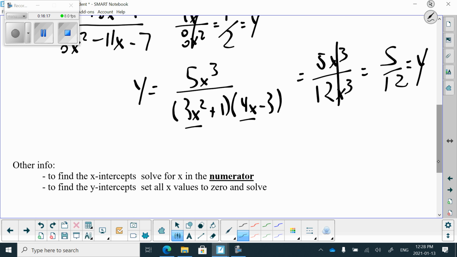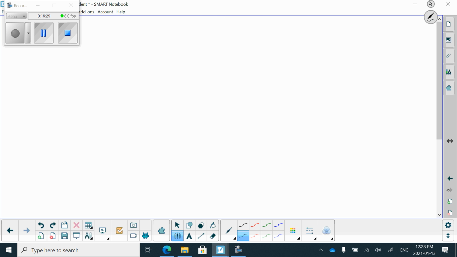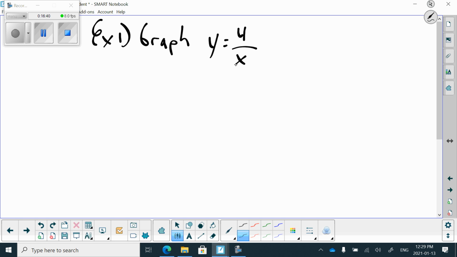And some other information: to find the x-intercepts, we solve for x in the numerator, and to find y-intercepts, we set x values to 0 and solve. So let's just do that for an example. Okay, let's graph one. Let's graph y is equal to 4 over x plus 3.